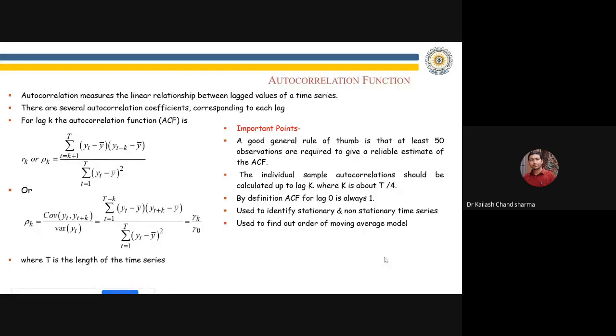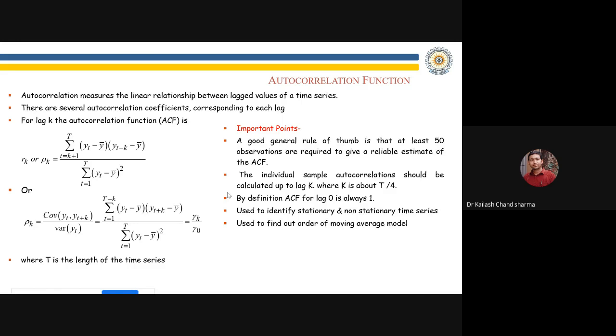ACF is like correlation between two data sets. But what is autocorrelation? It's again a correlation, but not of a different data set. It's the same data set, but the other series is shifted by some lag value. For example, what is the correlation of yt with yt minus 1, yt with yt minus 2, yt with yt minus 3. These are their previous values, lag values. That is called autocorrelation.